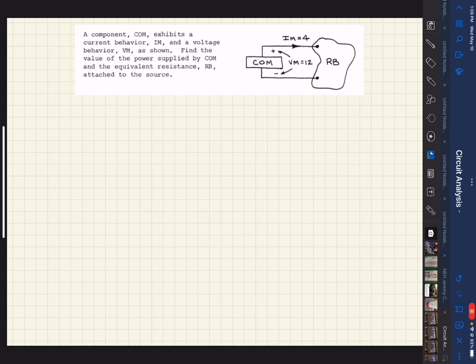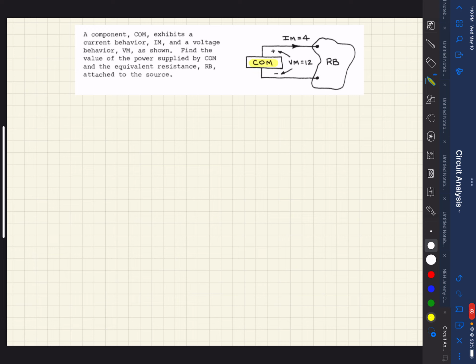So this is a quick example just showing how we calculate power and then how we can determine what the equivalent resistance is with the circuit. And so in this case, we have a component which they're calling COM, which is right here.